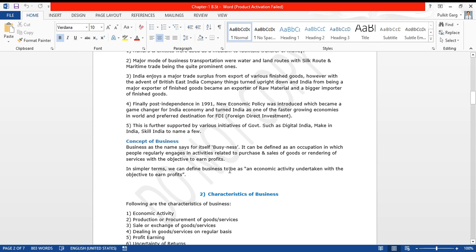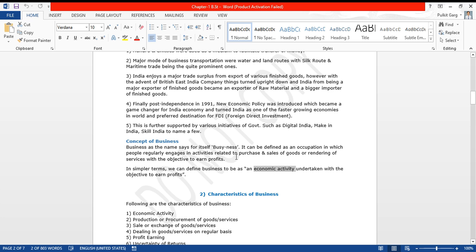We can define business as an economic activity which is undertaken with the objective to earn profits. Now you may wonder what an economic activity is. Economic activity means any activity which is undertaken by a concern or a person to earn its livelihood. So, indirectly, business means any activity which is undertaken by a person to earn a livelihood or to earn profits.